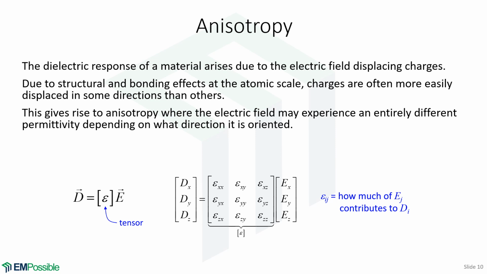Another way we can interpret these elements here: if we think of epsilon sub ij, where i and j are the tensor or matrix indices, we can think of that as how much E sub j contributes to D sub i. So just think of this as matrix math here. Our Dx is epsilon xx times Ex, plus epsilon xy times Ey, plus epsilon xz times Ez. So epsilon xz is telling us how much the z component of the electric field E contributes to the x component of the electric flux D.